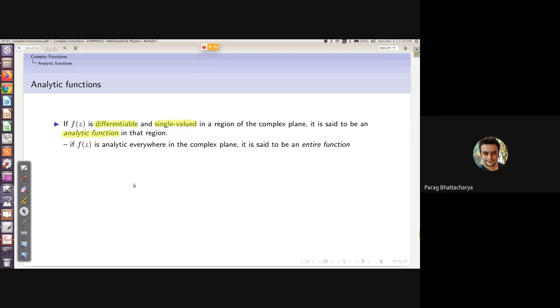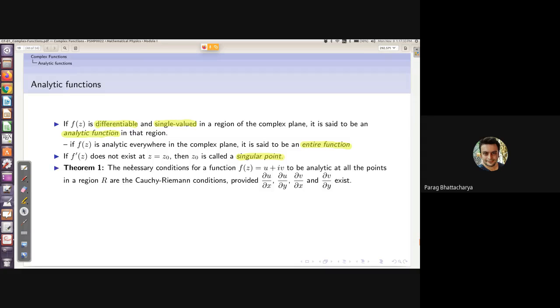So analytic function: if the function is analytic everywhere in the complex plane, then we call it an entire function. There is no exception. In all parts of the complex plane, the function is analytic, so it's an entire function. Then suppose the derivative of this function f does not exist at some point, that means it becomes undefined at some point z equals z naught, then z naught is known as the singular point. Okay, just some definitions I'm giving you over here.